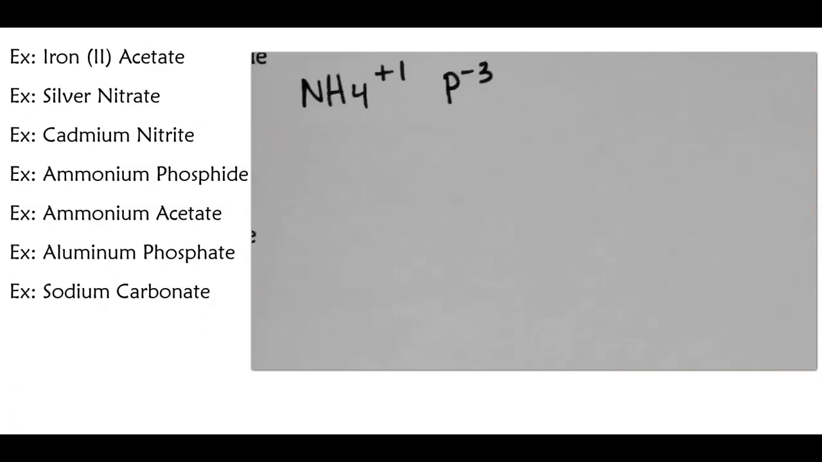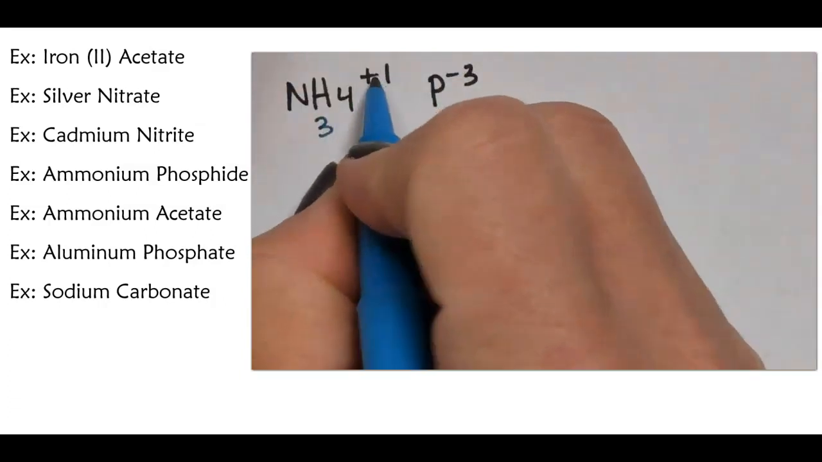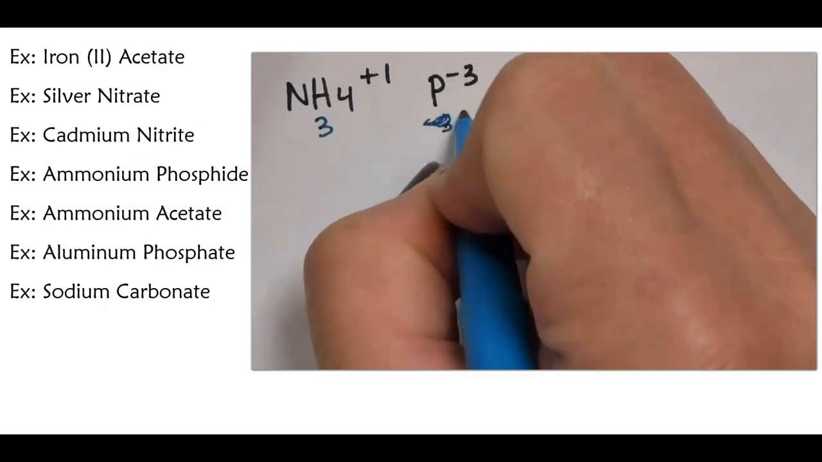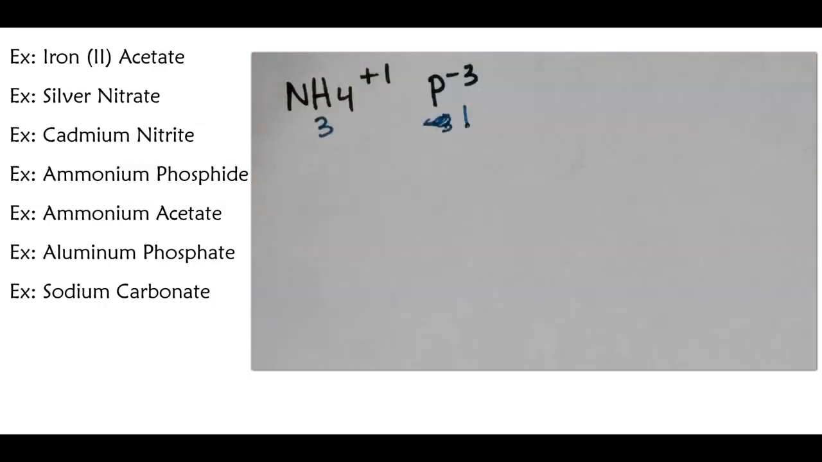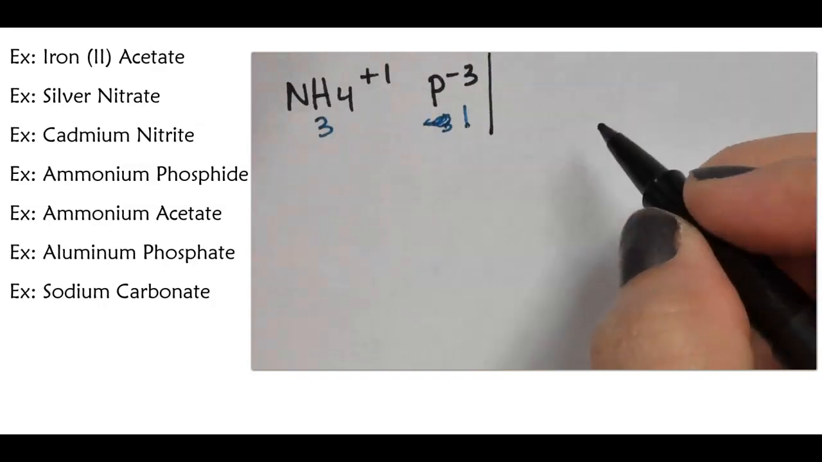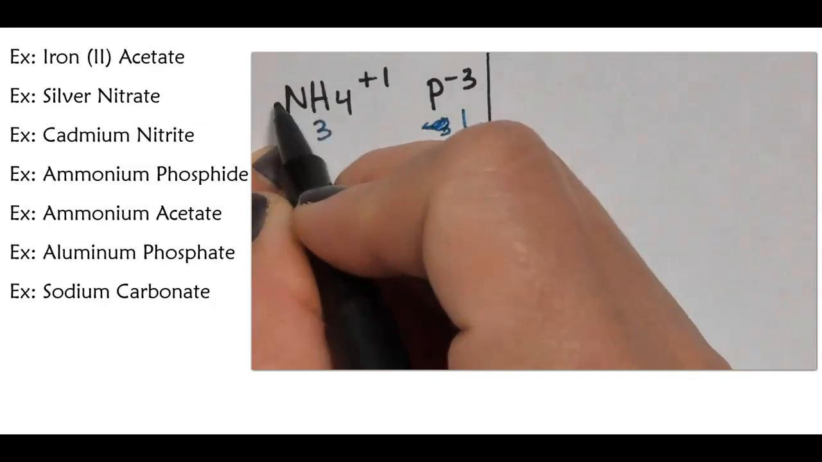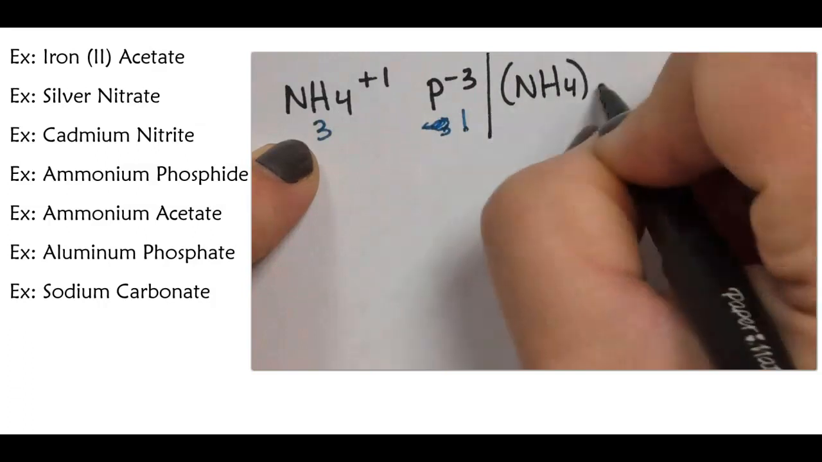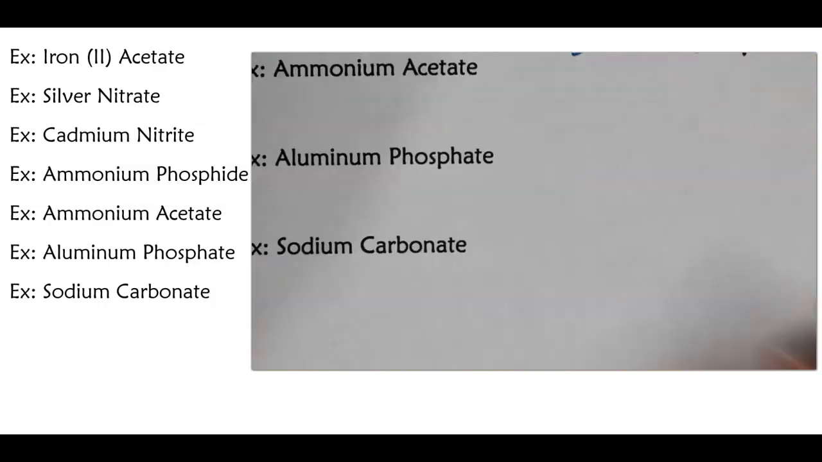And so now that I know these, I'm going to balance the charges. It's going to take 3 positive ones to equal this -3 over here on phosphorus. So I'm going to need 1 phosphide and 3 ammoniums. And so when I write that formula, since I need 3 ammoniums, it's a polyatomic, so it's going to have to go in parentheses with a 3 on the outside. NH4, 3, and then I only need 1 phosphide, so I'll put a P for the phosphide.